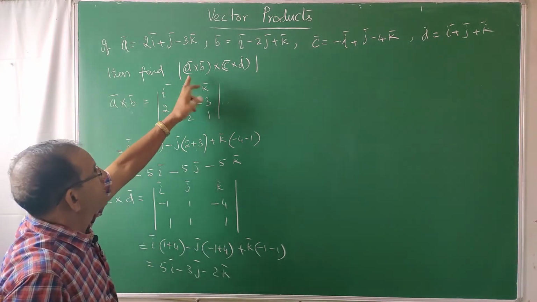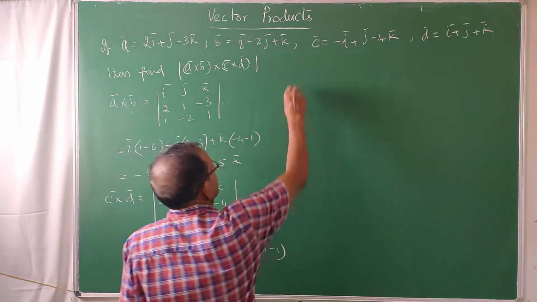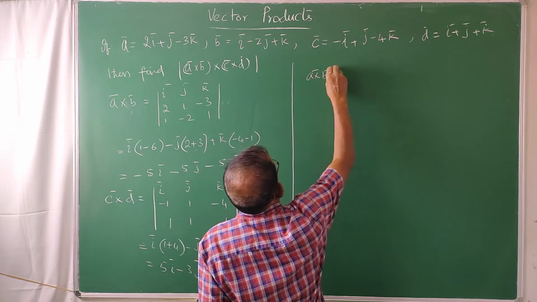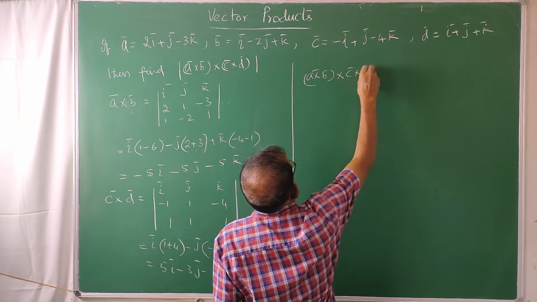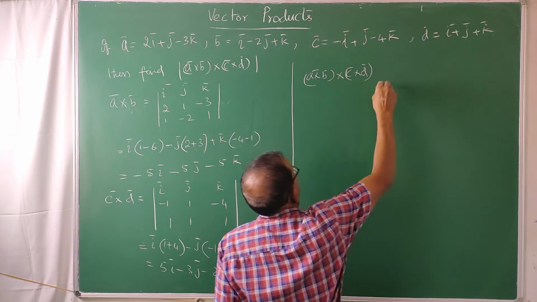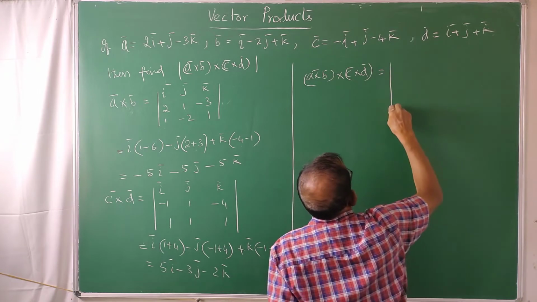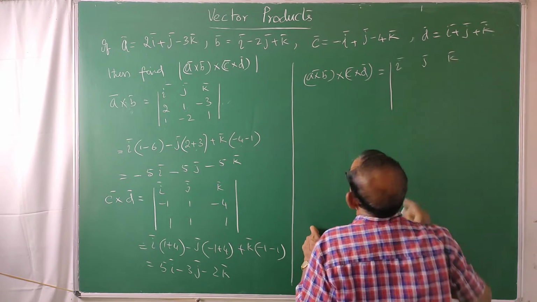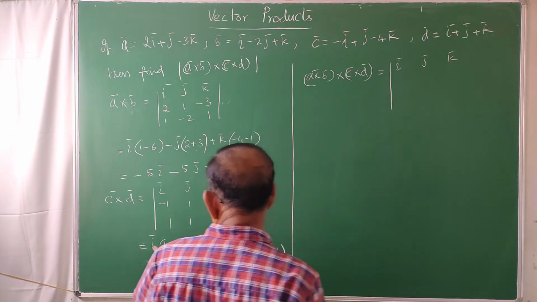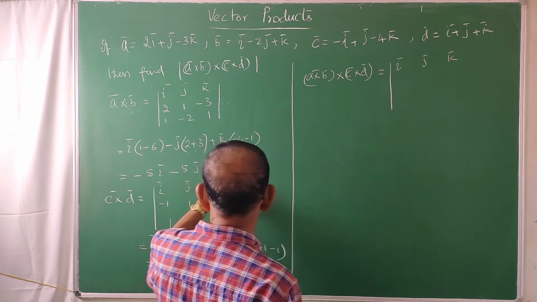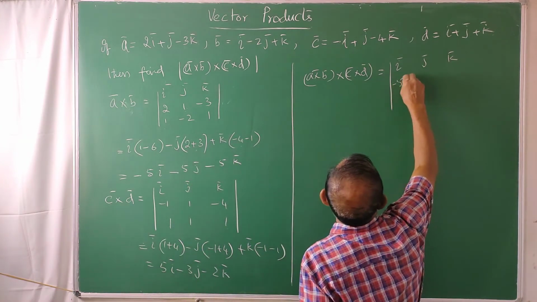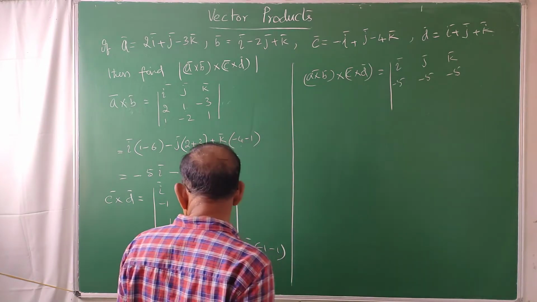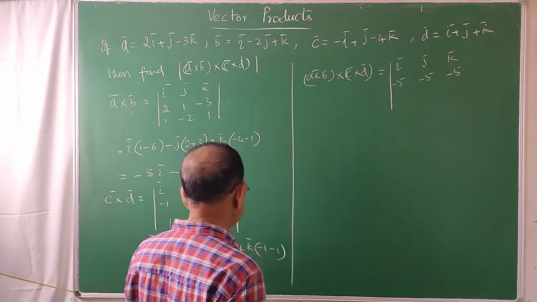Now, I have to find out a cross b cross c cross d. A cross b cross c cross d equal to, again determinant i, j, k. First, a cross b coefficients minus 5, minus 5, minus 5. Next, c cross d, 5, minus 3, minus 2.